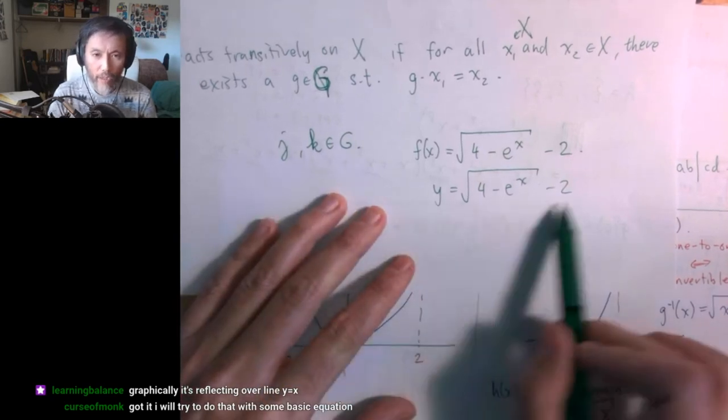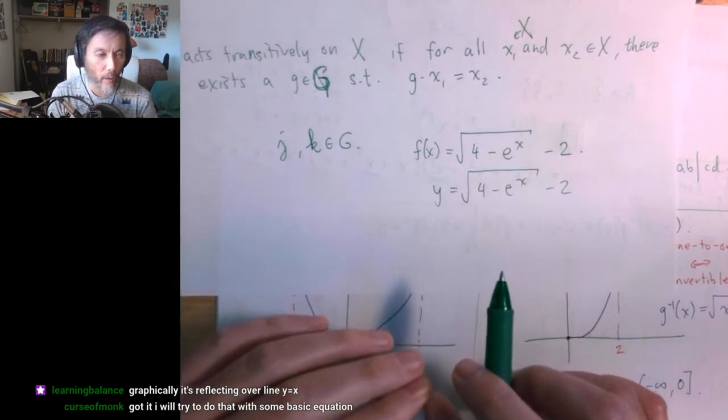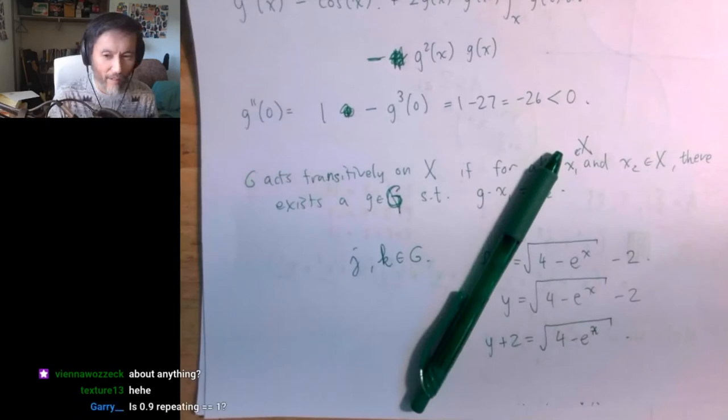Okay, so maybe this is a pretty intense one, I don't know. Ask me anything. Yes, it is. 0.9 repeating is definitely one.